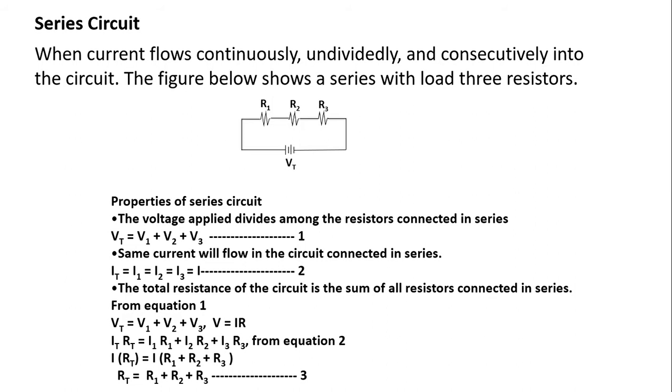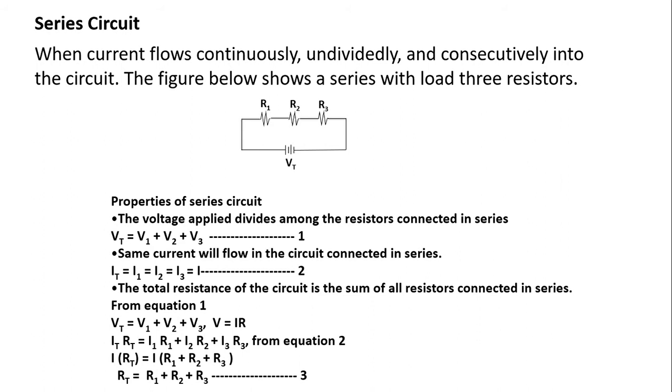When current flows continuously, undividedly, and consecutively into the circuit, it is known as series. As shown in this diagram, there are three resistors connected, R1, R2, R3, and supply voltage V total. Now let's look at the properties of a series circuit. One, the total applied voltage divides among the resistors connected in series. So in this diagram, the supply V total is equal to the voltage drop across R1 plus the voltage drop across R2 plus the voltage drop across R3.